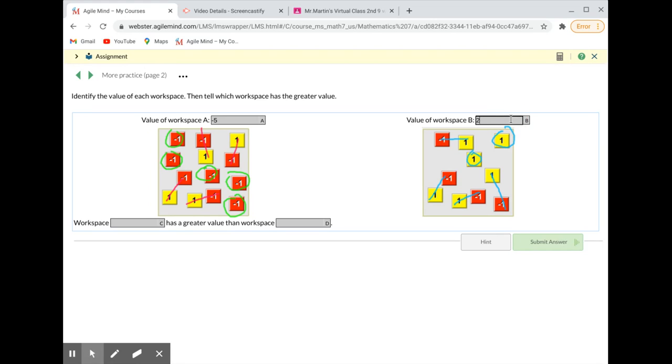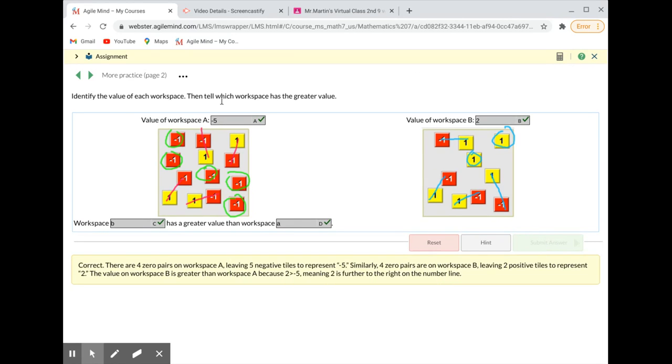So looking at this, all we have to do is tell which workspace has a greater value. All right, Sophia, which one has a greater value, -5 or +2? +2. Correct. So 2 has a greater value than -5. Oh, I can't put that. I have to put workspace B has a greater value than workspace A. All right, let's keep on moving.